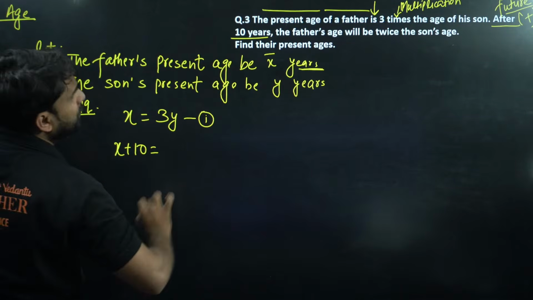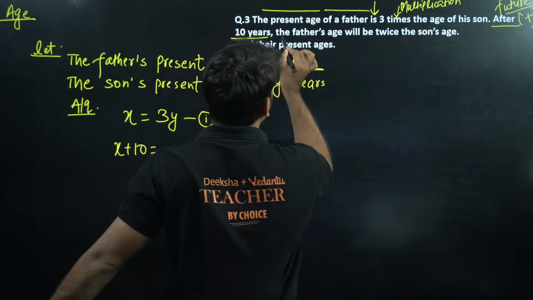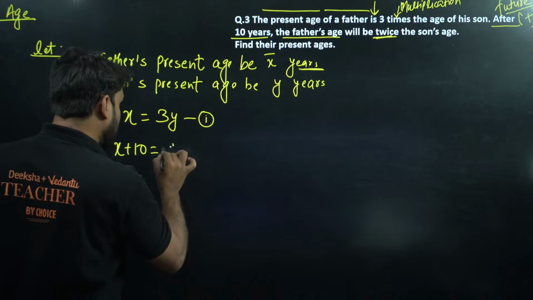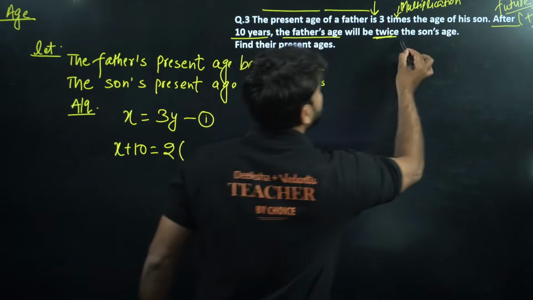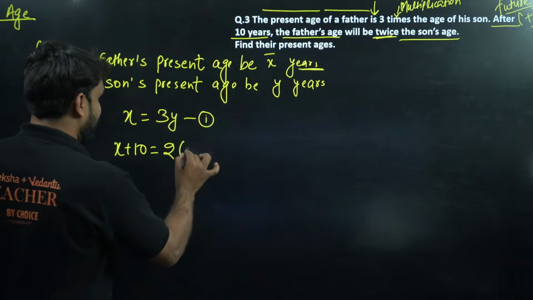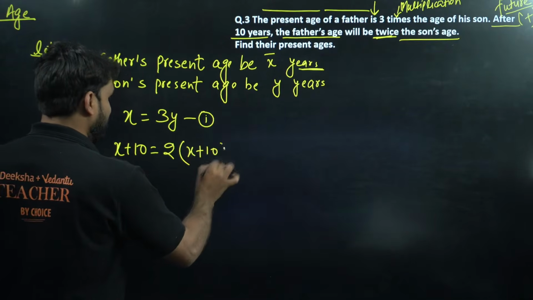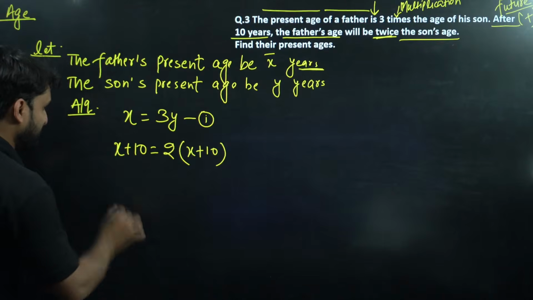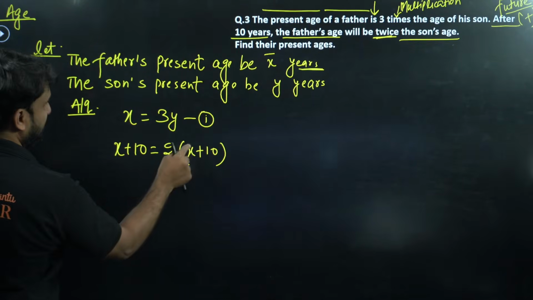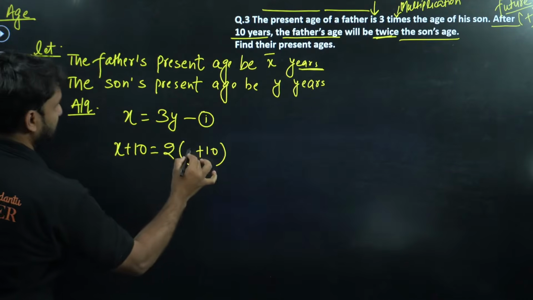is equal to father's age will be twice. Twice means multiply. Twice the son's age. So son will also be 10 years older. So after 10 years, he will also be 10 years older. Kindly modify this equation. So this is y, sorry, this is y. So son will also be y.